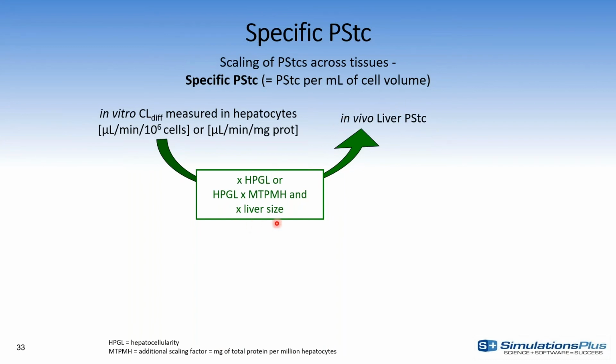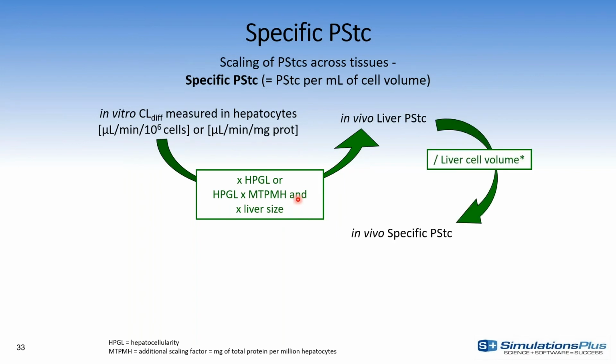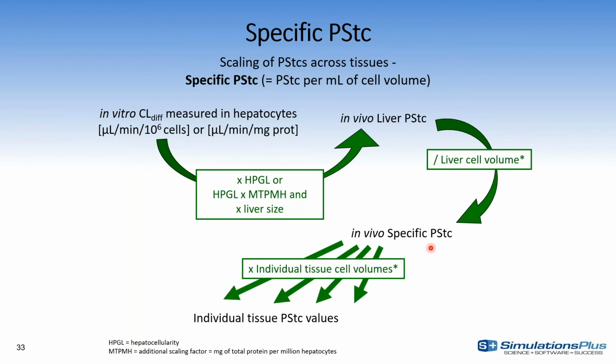Now, of course, you need to multiply by the liver size. Then using this value, we can look up in our PBPK model what the liver cell volume is, defining the liver, and divide this value by the liver cell volume. You can calculate the in vivo specific PStc value in the liver, and then we can apply this value to all the other individual tissues and calculate the individual tissue PStc values.